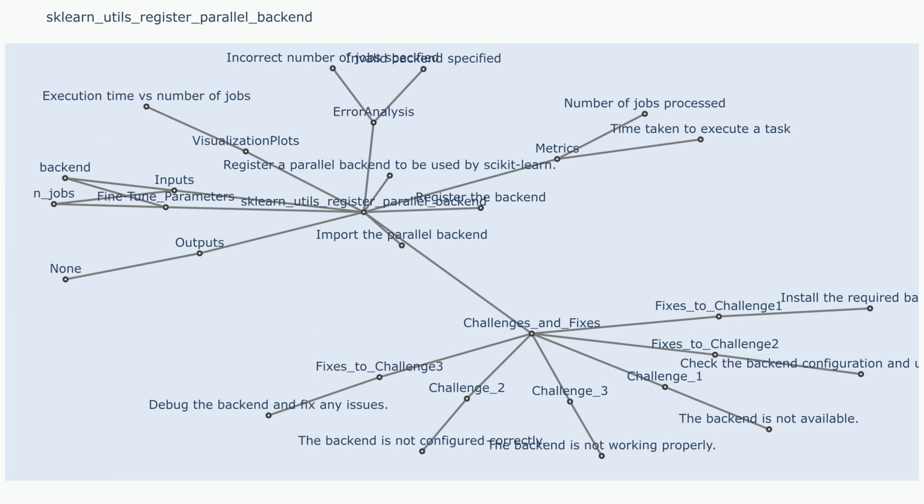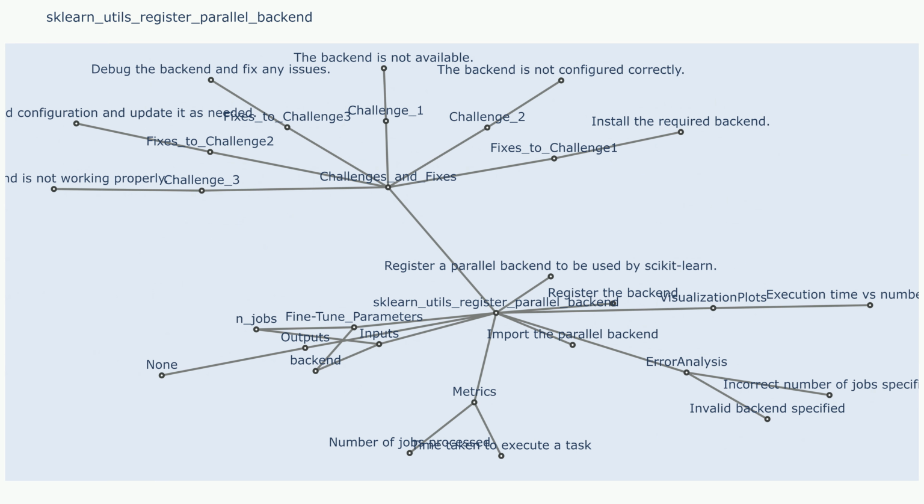Fixes: experiment with the number of workers or processes to find the optimal balance between parallelism and overhead. Consider using parallel processing only for tasks with a sufficient computational workload.